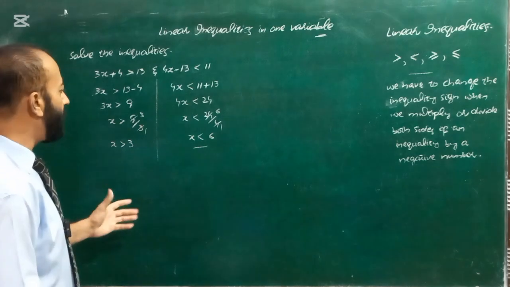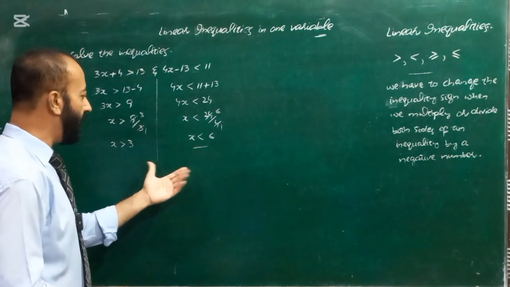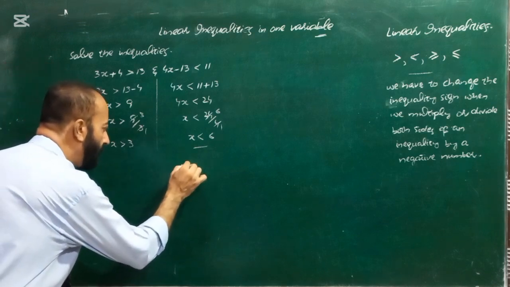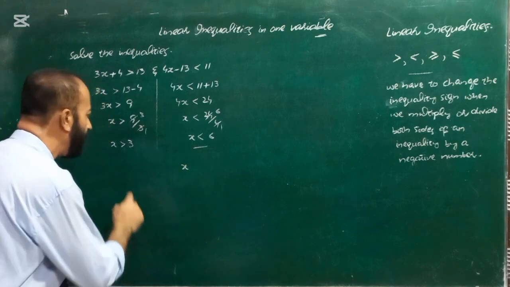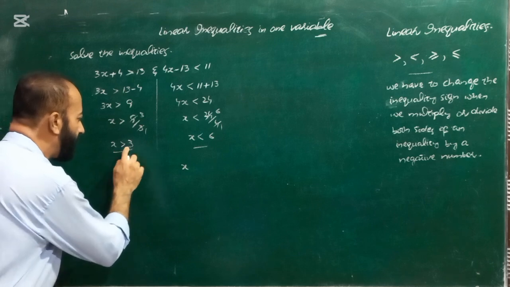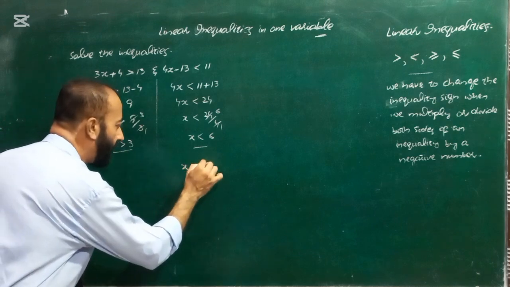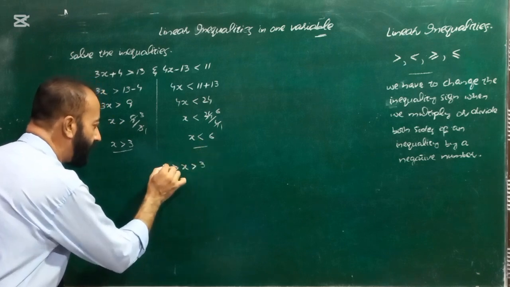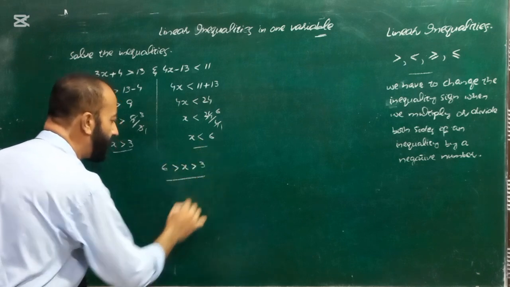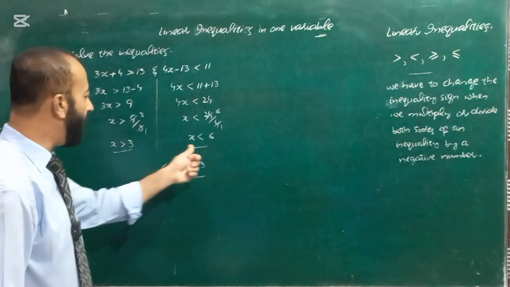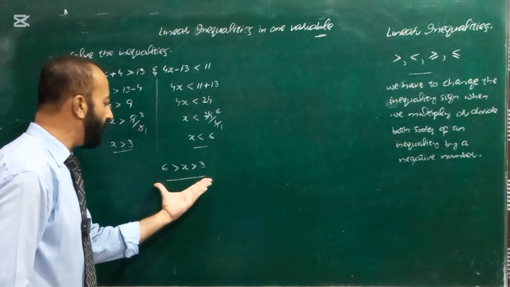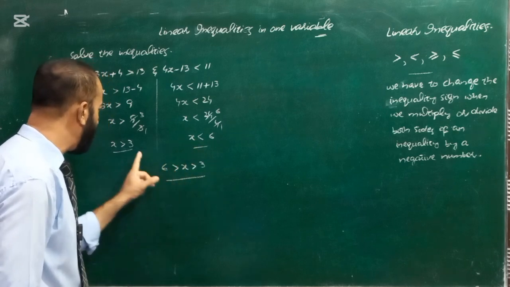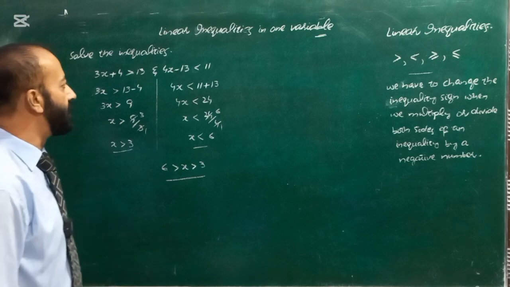So now we will combine these two answers in the last step. So look now, x is greater than 3. So we will write x one time. So from here we can see x is greater than 3, and lesser than 6. So this is the answer. You can see we have combined the two results in one. So x is lesser than 6 and greater than 3. So this is the answer.